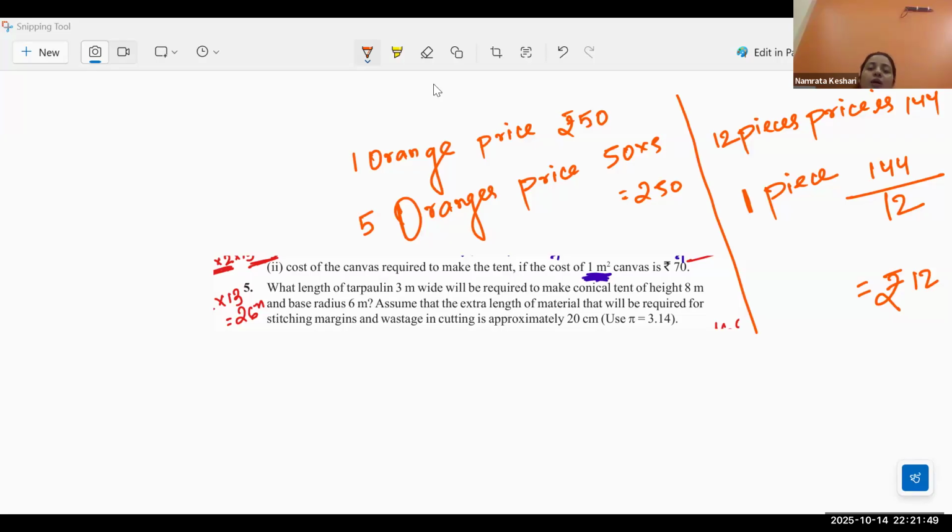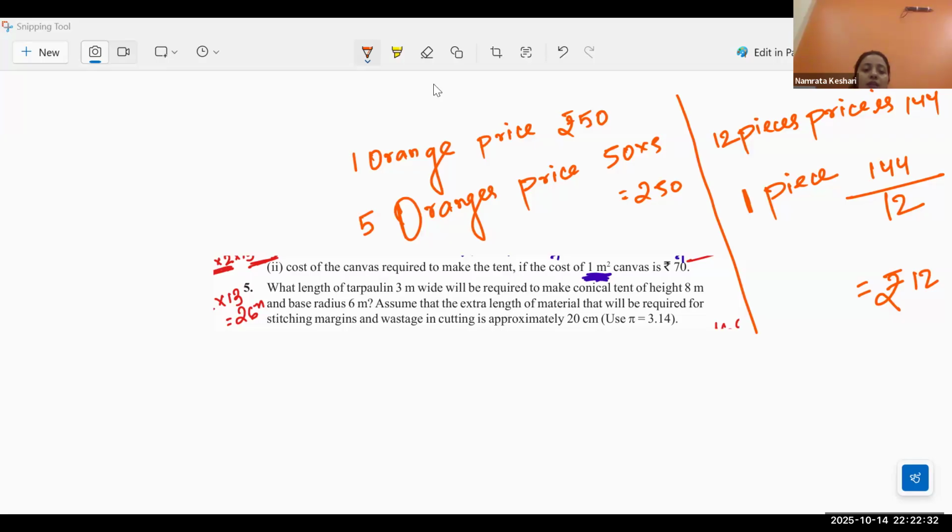Now I am showing you the third situation. So the first situation: if one piece's price is given and you want to find the price of any other number, 2, 3, 4, 5, 6, 7, 8, 9, 10, you have to do the multiplication. And when the price of a bigger number like 12, 13, 14, 50, 20, 100, 2000 is given and you just want one, you have to do the basic division. Clear?